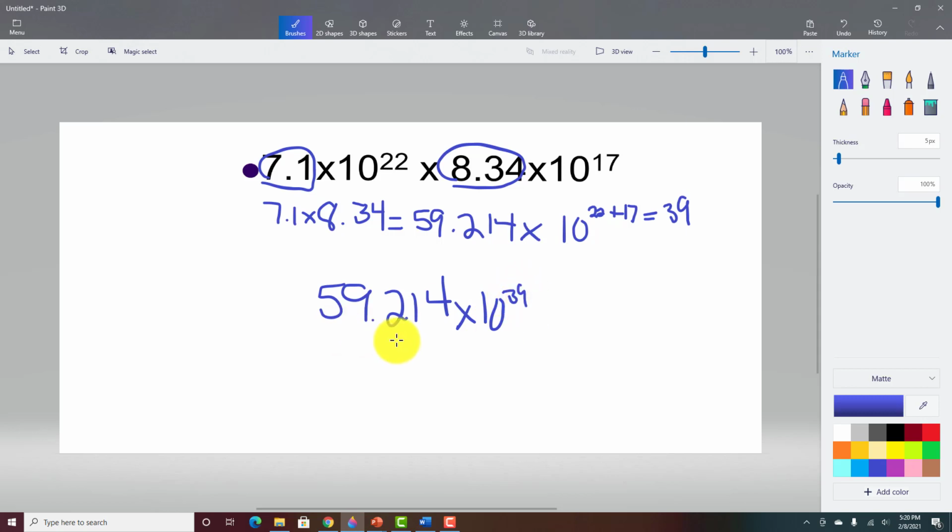Except this number is not in scientific notation. 59 is not a number between 1 and 10. So you know to move the decimal over one space here, giving you 5.9214, and then times 10 to the, and you know the answer because you know that moving the decimal to the left makes your exponent go up. Okay, 40. Okay, so hopefully that's the answer you got.